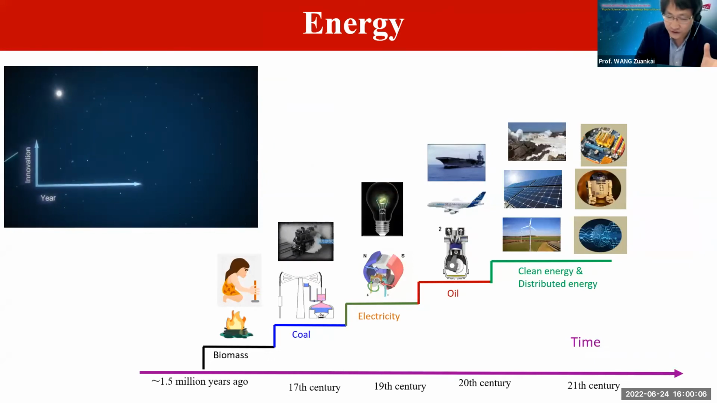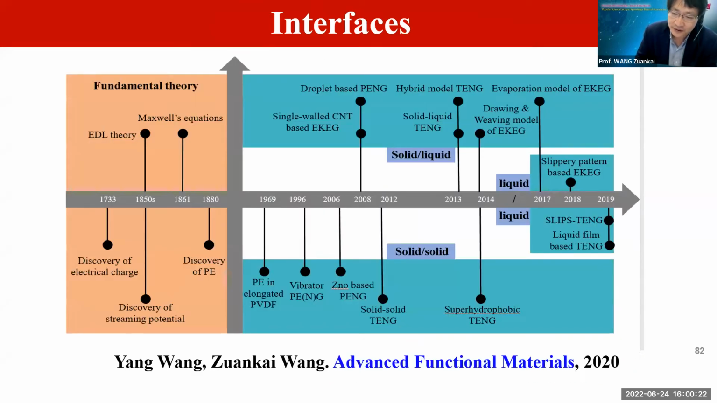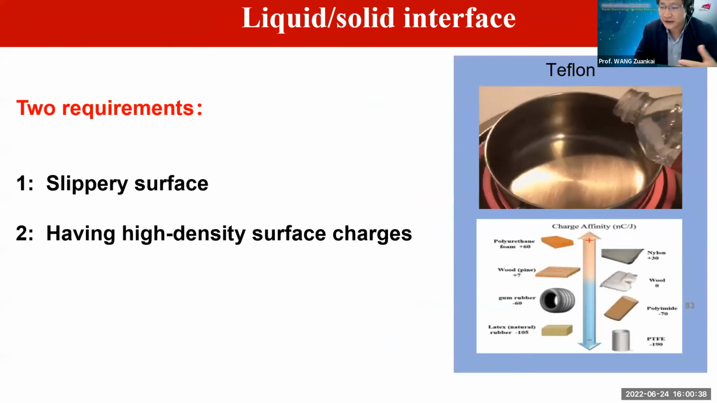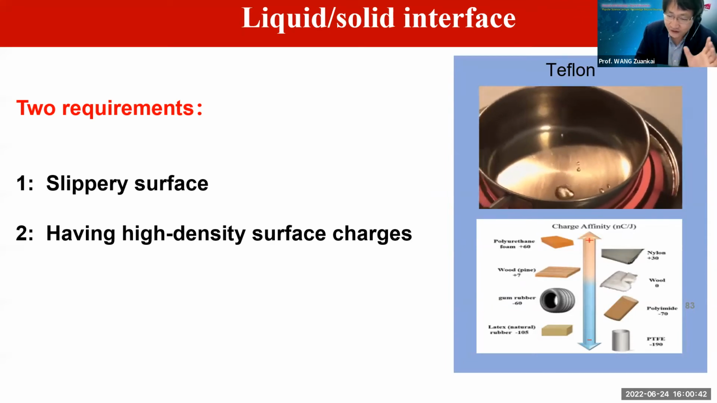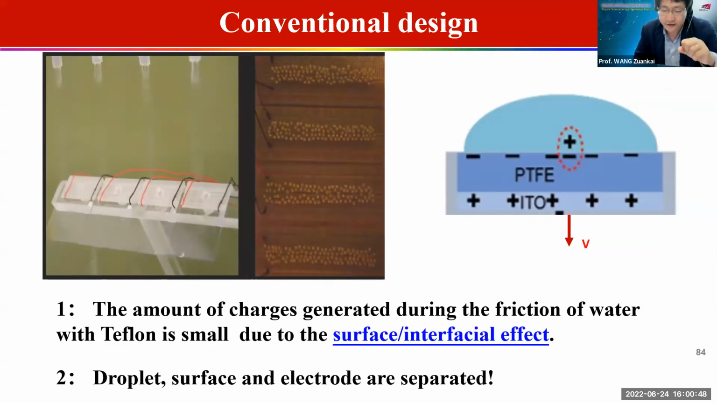So over the past several years, we started to work on this area. Also in this area, several technologies have emerged, for example, triboelectric nanogenerators, streaming flow, or osmotic power. But in our lab, we use the triboelectric effect. We study how to harvest water energy based on different interfaces, for example, solid-solid interface, solid-liquid interface, and liquid-liquid interface. Let's start from the solid-liquid interface. Previously, the energy conversion efficiency was extremely low. Even when the water impacts the surface, there's almost no power generation because the power is very limited.